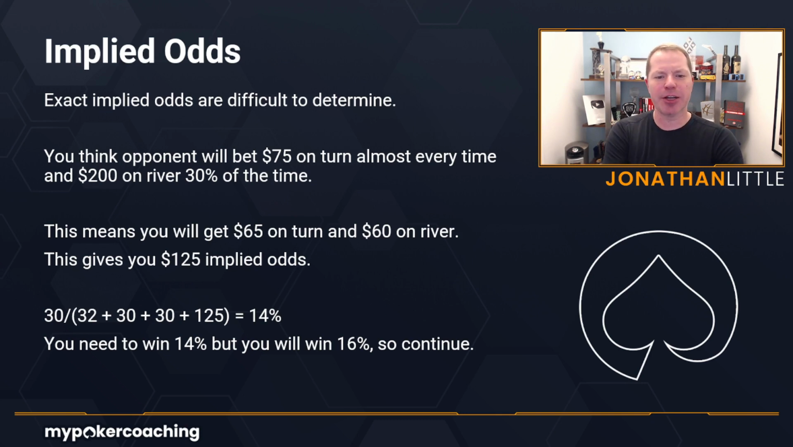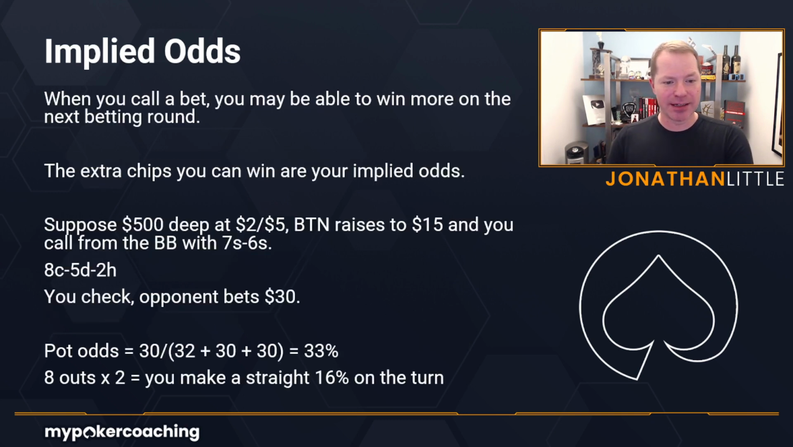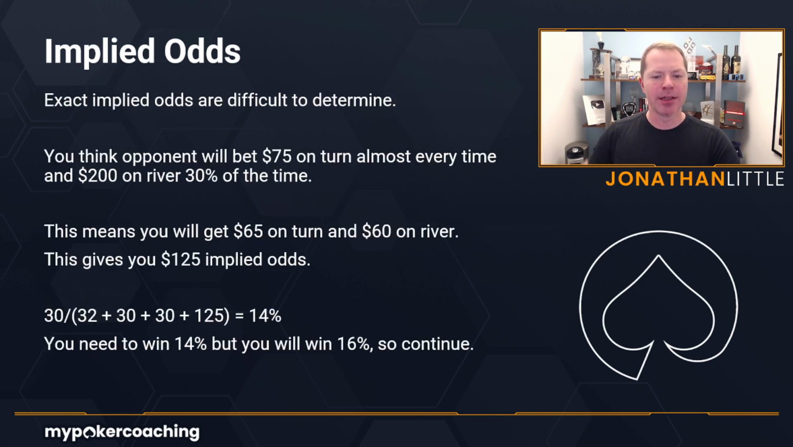In this spot, let's say you think your opponent will bet $75 on the turn almost every time. Because you know if they bet the flop on the 8-5-2 board, if the turn is a 9 or a 4, they're just going to keep betting very frequently. Maybe that happens in reality, maybe it doesn't. Maybe they only bet half the time or a third of the time, whatever. This is where you have to figure it out. Let's say they're going to bet $65 most of the time, though.